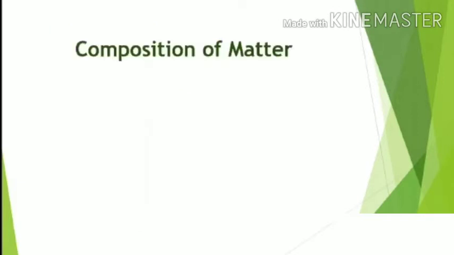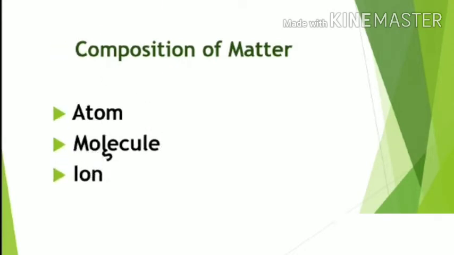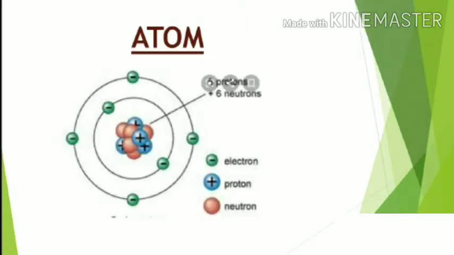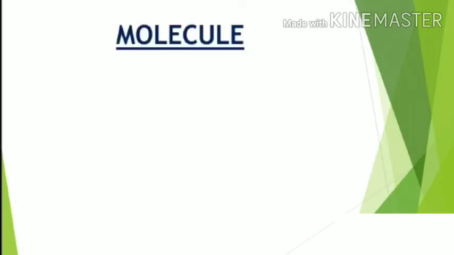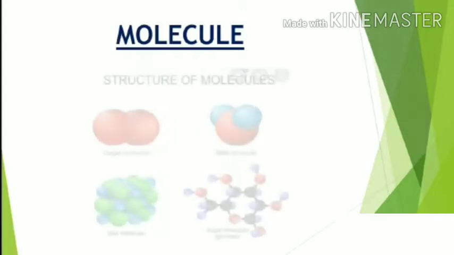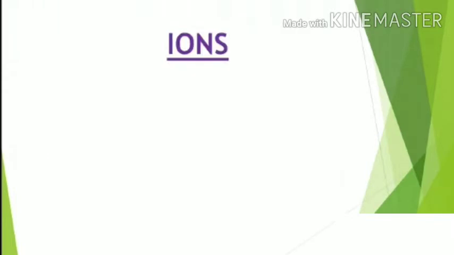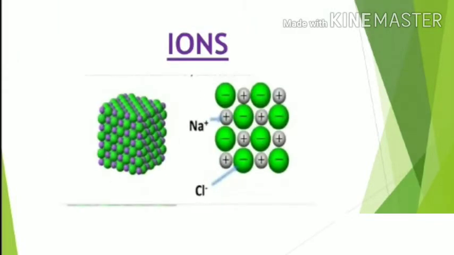Now let's see how matter is composed. The composition of matter is done by atoms, molecules and ions. Let's see what is an atom. Already you know that an atom is a tiny particle which consists of proton, electron and neutron. Let's see molecule. If two or more atoms are combined, they form a molecule. Ion: you know that an atom consists of positive and negative charges, that is proton and electron. So these charged particles are called ions.